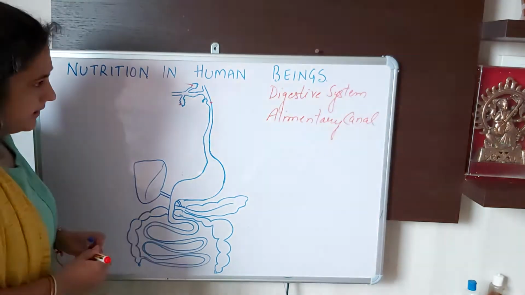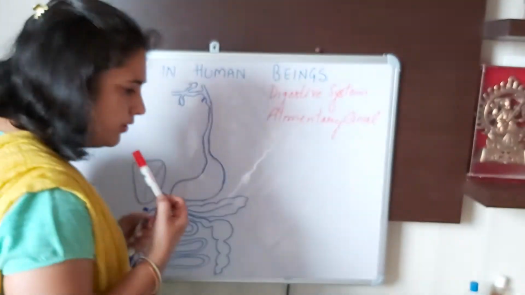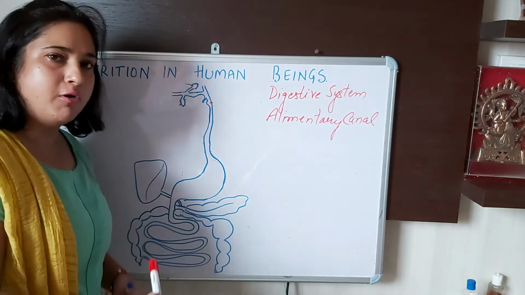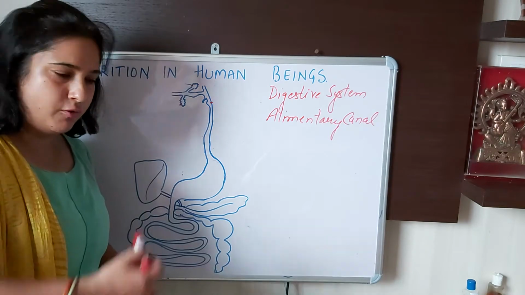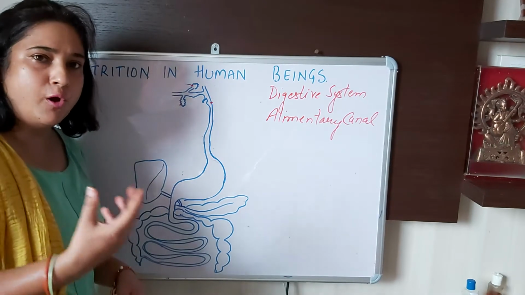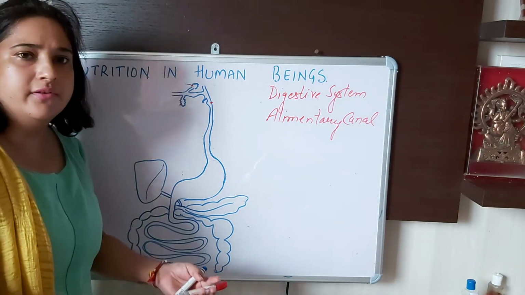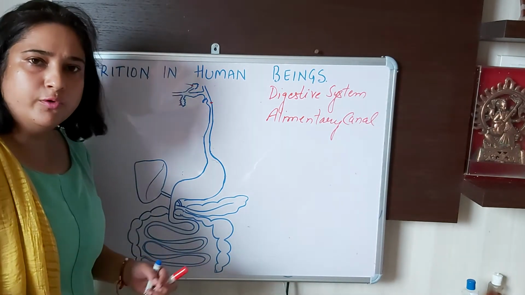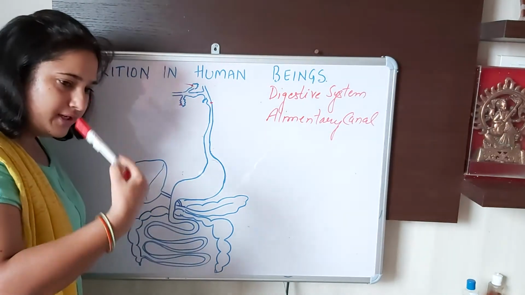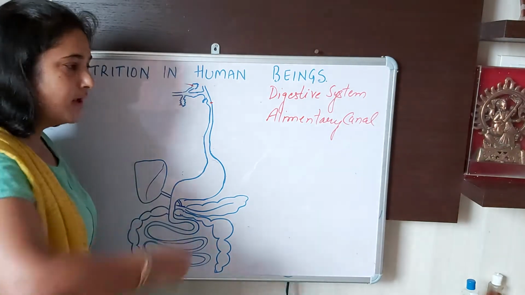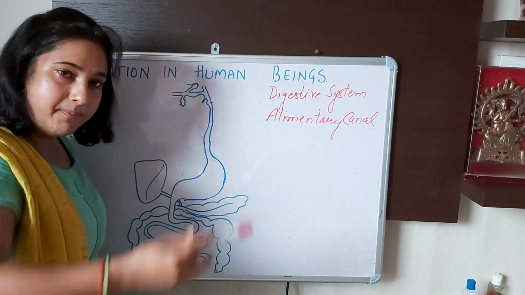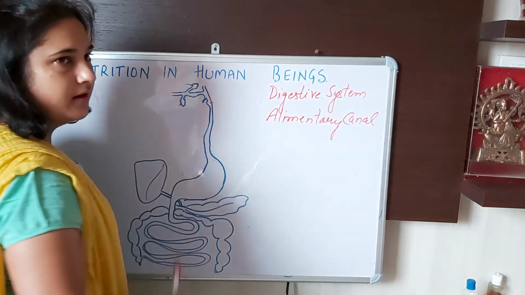If we look at this diagram, we know the food enters our mouth, then it goes to the esophagus, then to the stomach, and then to the small intestine and then the large intestine. In the holozoic nutrition that we perform, we ingest the food, we digest it, we absorb it, we assimilate it, and then the waste material is removed out. Now, when the food enters right from the mouth to the anus, this whole canal, the whole pathway, is called the alimentary canal.